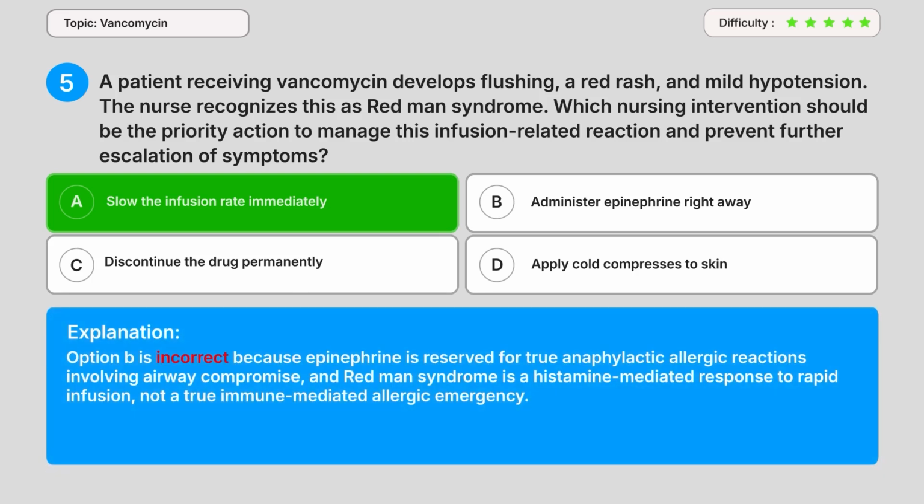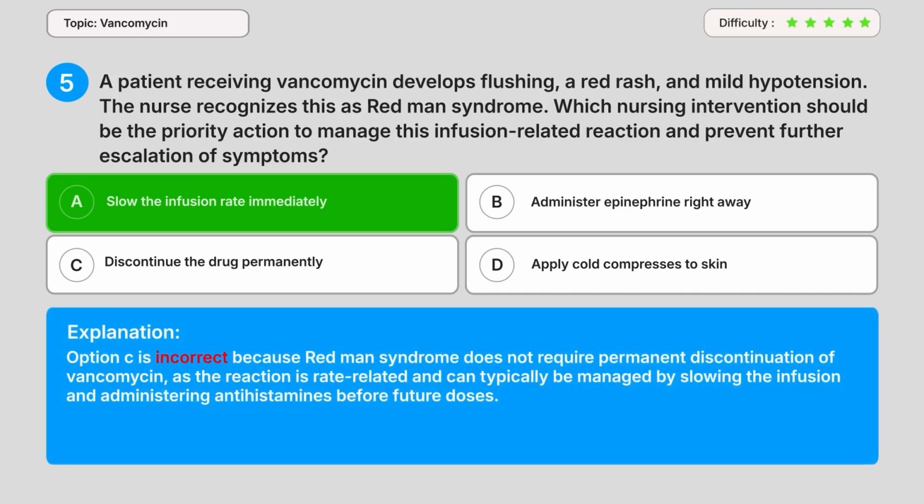Option B is incorrect because epinephrine is reserved for true anaphylactic allergic reactions involving airway compromise, and red man syndrome is a histamine-mediated response to rapid infusion, not a true immune-mediated allergic emergency.